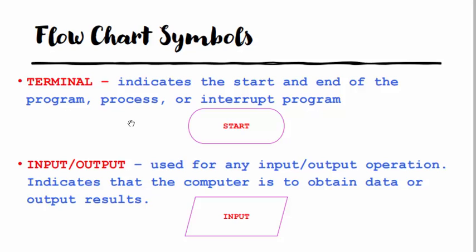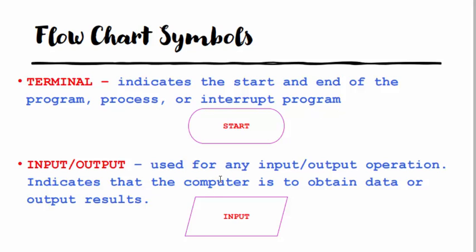There are 6 basic symbols commonly used in flowcharting of a particular programming language. They are the terminal, the process, the input and the output, the decision, the connector, and the predefined process. This is not a complete list of all the possible flowcharting symbols, but they are the ones used most often in the structure of any programming language. We have here an example of the terminal. The terminal is shaped like an oval with a label inside such as start or stop, because it indicates the start and the end of the program, a process, or interrupt program.